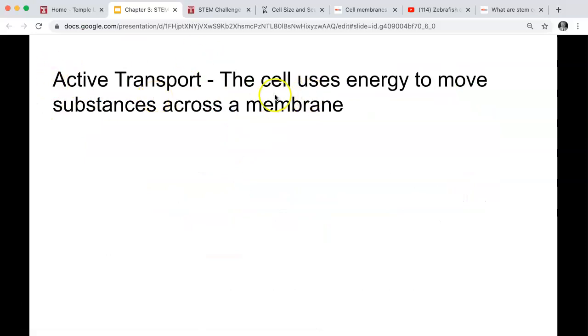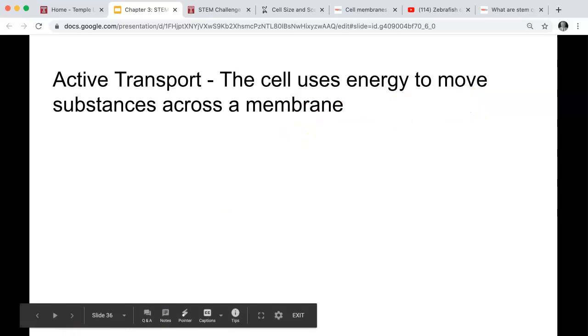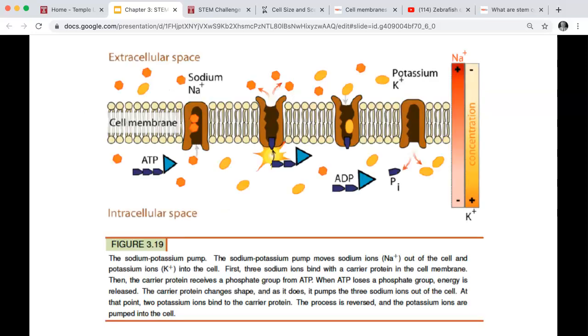Then we have active transport, and that's when the cell does use energy across the membrane. One example of active transport is called the sodium-potassium pump, and in this pump, the free sodium ions bind. What I'd like you to do is read through this. I won't ask you any real specific questions on this. Most of the questions on the quiz will be conceptual.